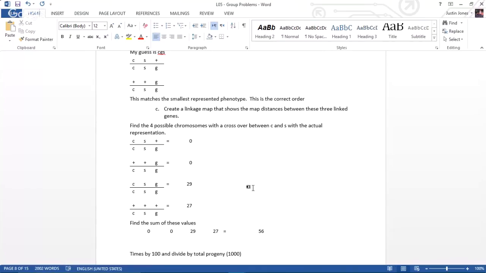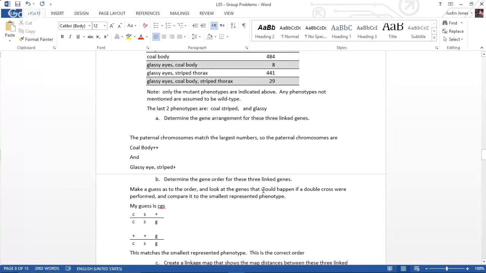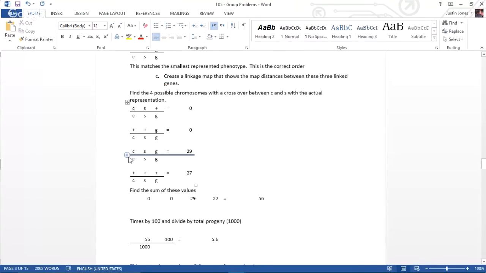Create a linkage map that shows the distances. So same thing, you got to find the map units. So the 2 double crosses had 0 representation. So we just take them out. And then if we go with a large one, so coal body, we know that if we do, what should I do first? Yeah, CNS.